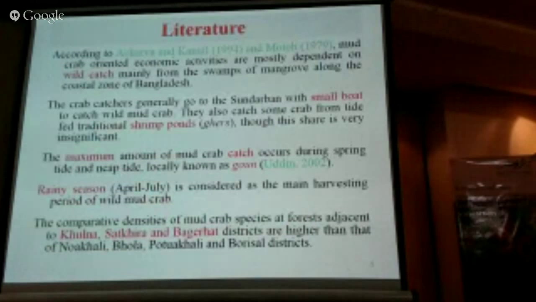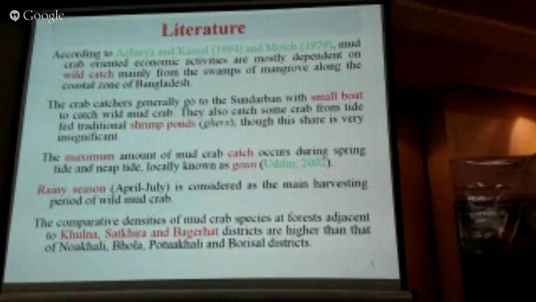If you look at some important literature, for example, Acharya and Kamal in 1994 or Motto 1979, they say market-oriented economic activities are mostly dependent on wild catch, mainly from the swamps of mangrove along the coastal zone of Bangladesh. Catchers enter the Sundarban with small boats to catch wild mud crab. Sometimes they also catch crab from shrimp ponds. The maximum amount of catch occurs during the spring tide and neap tide, locally called gold tide, twice a month usually.